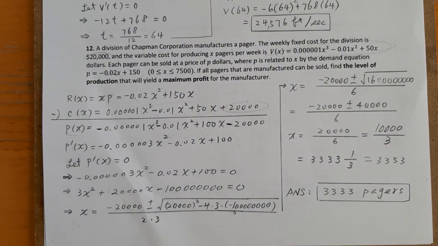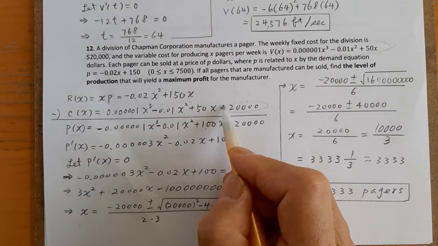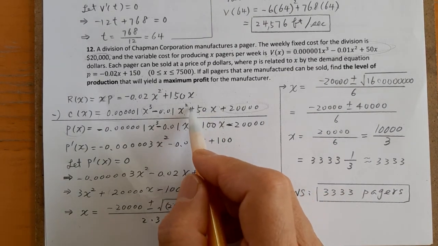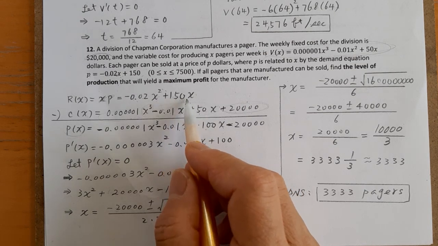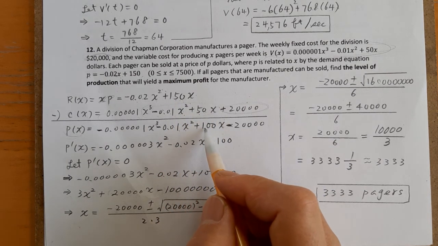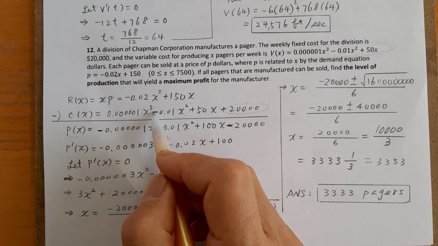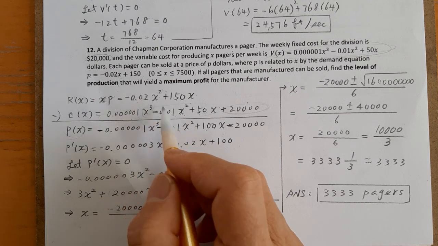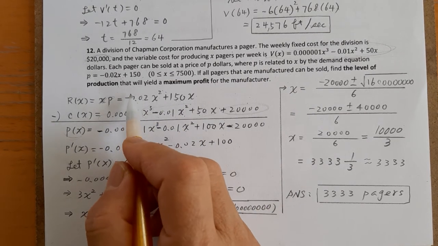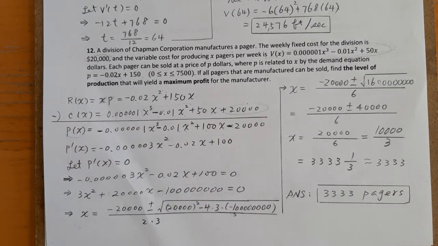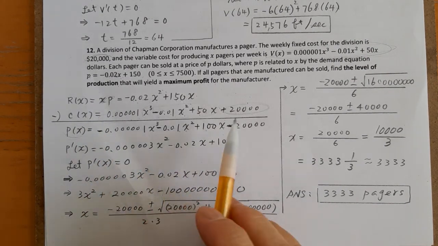So subtraction: the plus changes to minus, so 150 minus 50 is 100. Here minus changes to plus, combined is a negative. And here it changes to minus. Change the sign, so we get this.